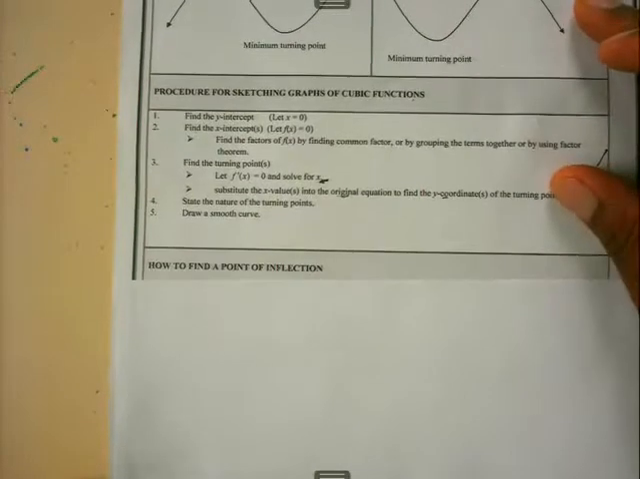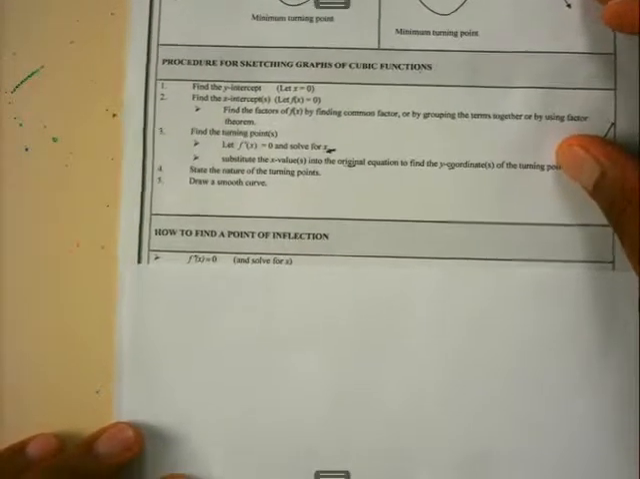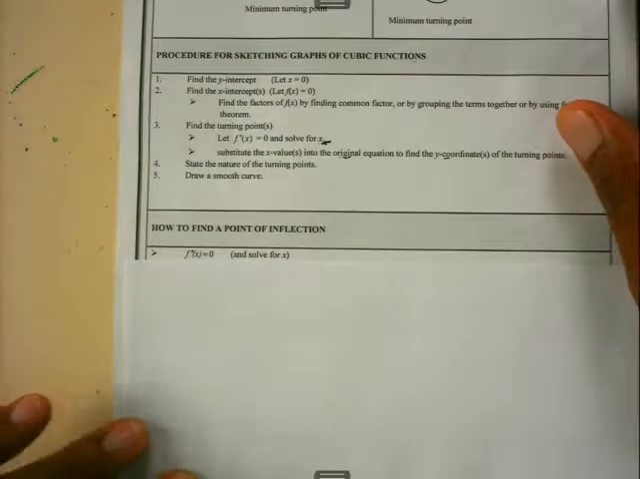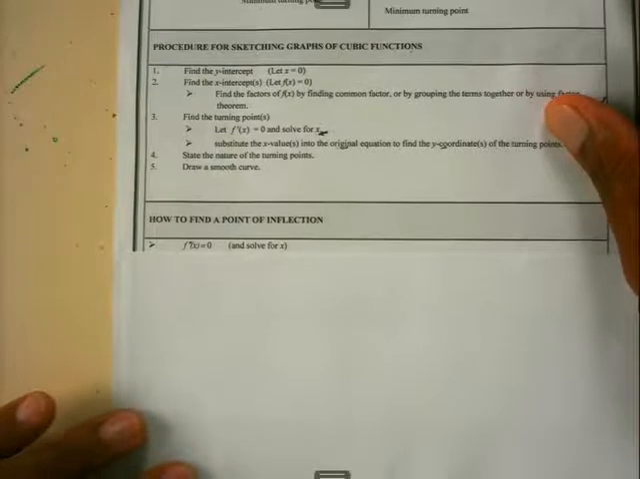Now, how to find a point of inflection is also very important here. You find the second derivative, f double prime of x. Can you see that one? You find f double prime of x, and you equate it to 0. Thereafter, you solve for x. You find the second derivative, equate it to 0, and then solve for x.